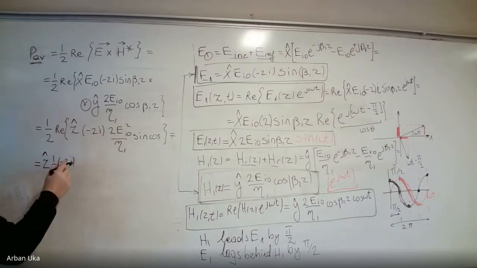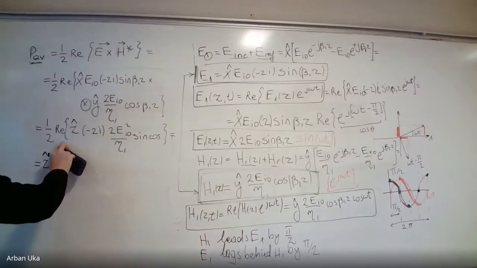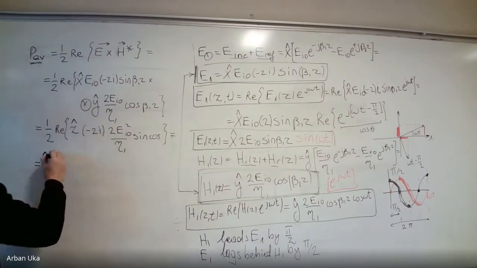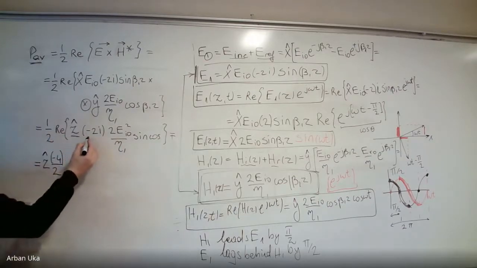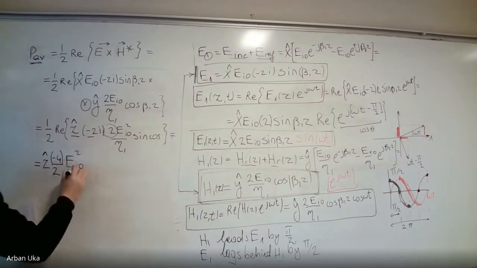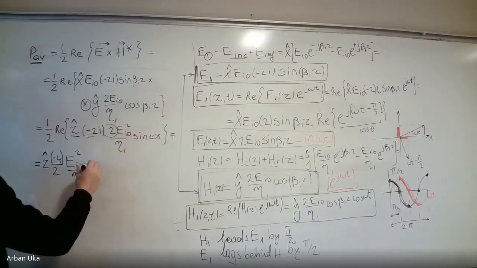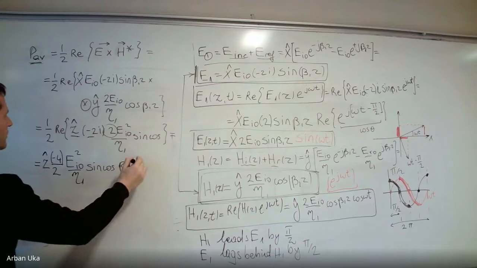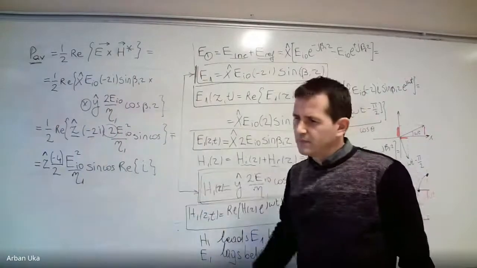Sorry, this is a mistake, I cannot take i out, right? It should stay inside. But allow me, this is 1 over 2, I can write here, but here I have another 2 actually. So this is minus 4, let me do it like this. 1 over 2 times z, I took this out, this minus 2, this 2, this minus 4, E incident wave amplitude squared divided by intrinsic impedance in the vacuum times sine, cosine, times the real part of what? Of I. Are we good? Can I get a confirmation? Do you agree with this result?